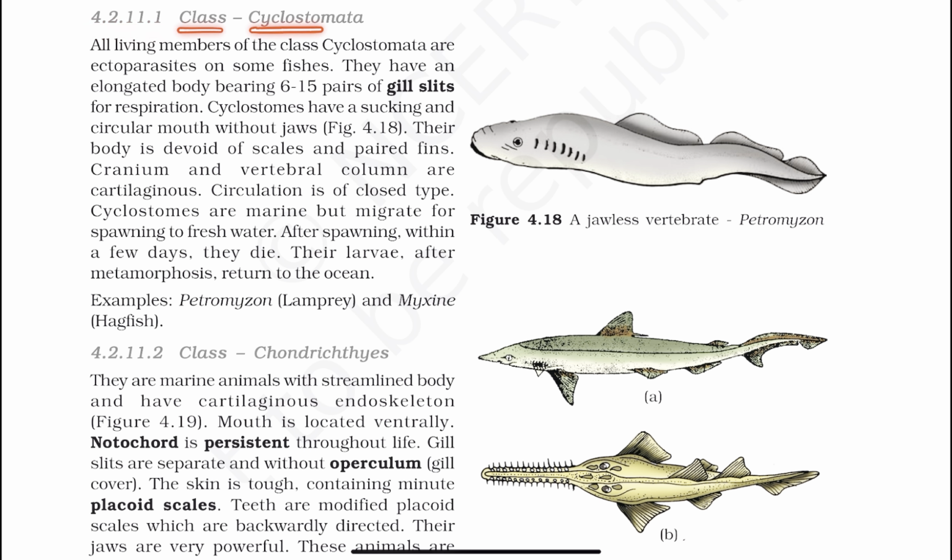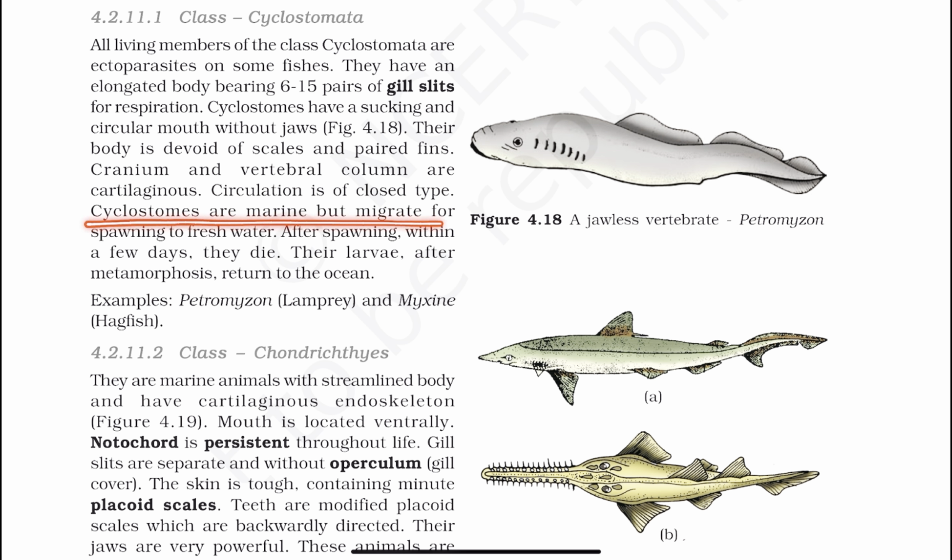4.2.11.1 Class: Cyclostomata. All living members of the class Cyclostomata are ectoparasites on some fishes. They have an elongated body bearing 6 to 15 pairs of gill slits for respiration, and cyclostomes have a sucking and circular mouth without jaws. Figure 4.18. Their body is devoid of scales and paired fins. Cranium and vertebral column are cartilaginous. Circulation is of closed type.